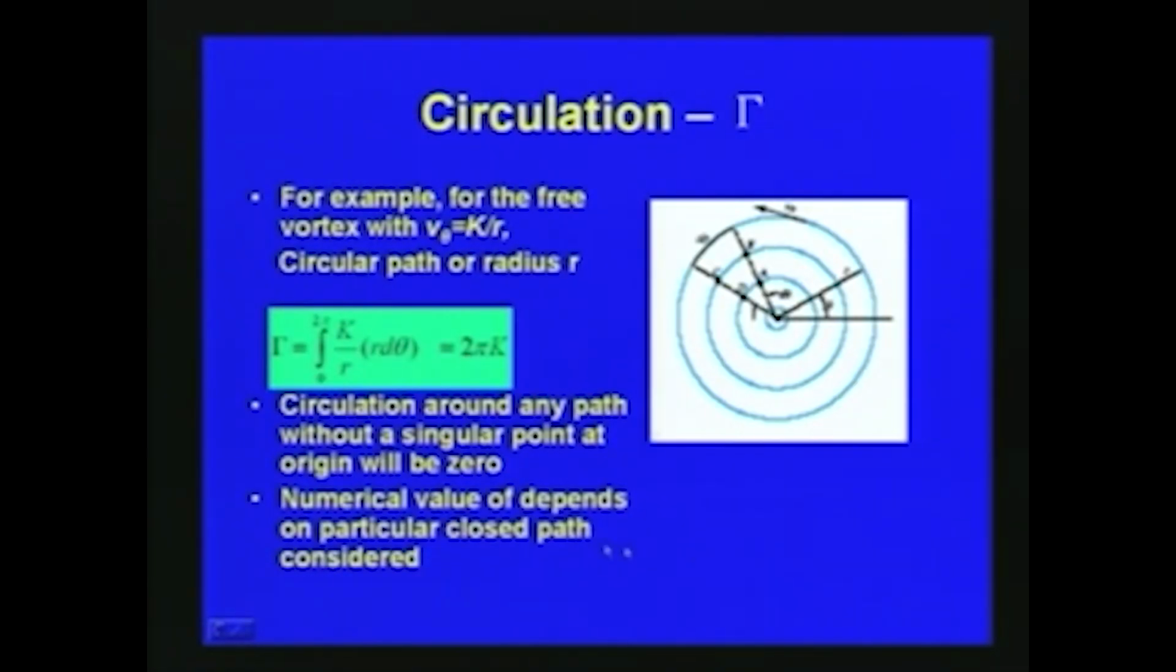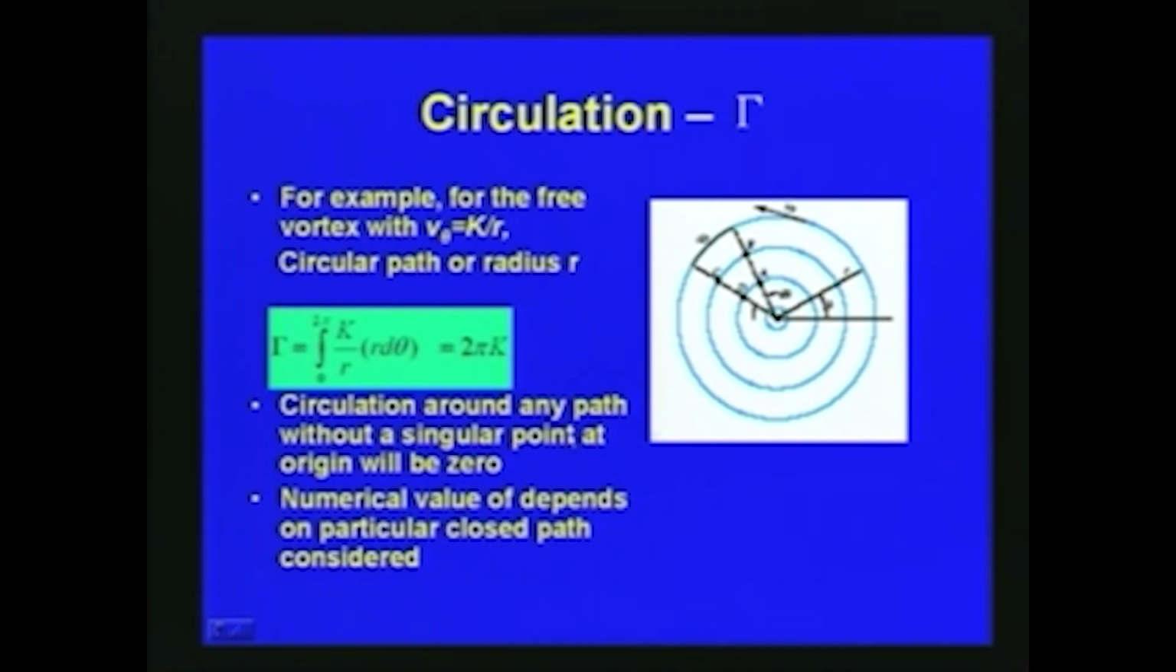Now, if you consider the circulation, in this figure you can see the velocity v theta and the radius r, with theta marked. For the free vortex with v theta equals k by r, for a circular path of radius r, gamma equals the integral from 0 to 2 pi of k by r times r d theta, which is equal to 2 pi k. So for a free vortex, we can consider a singularity inside, and gamma is equal to 2 pi k.